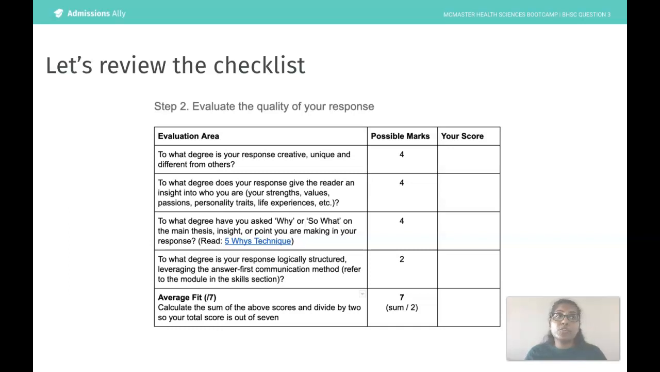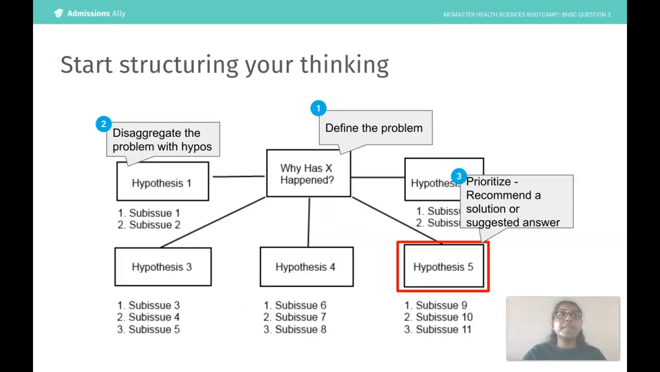Here's a quick review checklist of what we expect you to look for when you're evaluating the quality of your responses for question 3. I don't want to focus too much on it right now, as we'll get back to it closer to the end of the module, giving you some tips and tricks on things to consider when you're giving yourself a score for your response and evaluating whether your response is high quality and great for submission for the program.